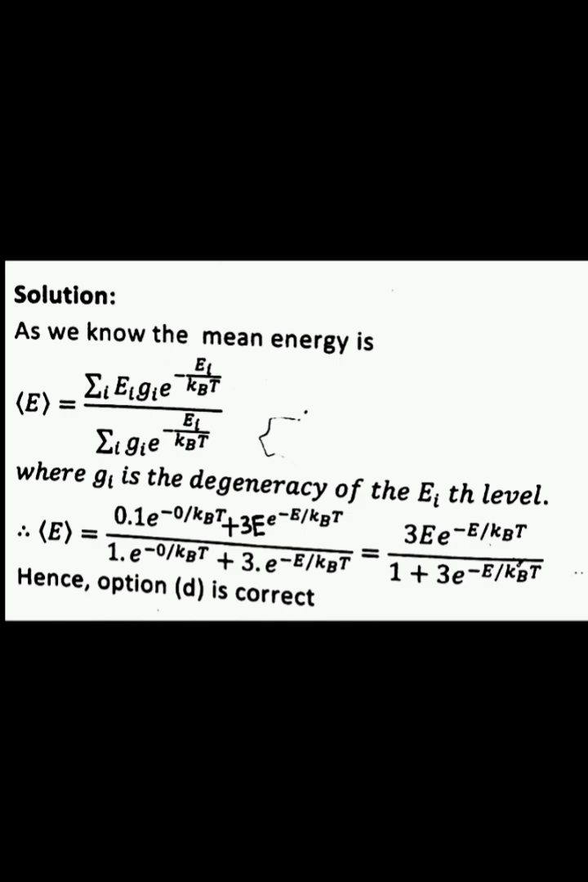So here E is equal to 0 into 1 into e raised to minus 0 by kBT plus 3E into e raised to minus E by kBT divided by 1 into e raised to minus 0 by kBT plus 3 into e raised to minus E by kBT. So this is equal to 3E e raised to minus E by kBT divided by 1 plus 3 e raised to minus E by kBT. So the answer is option D.